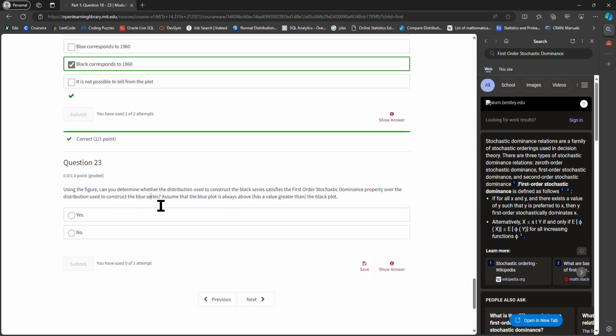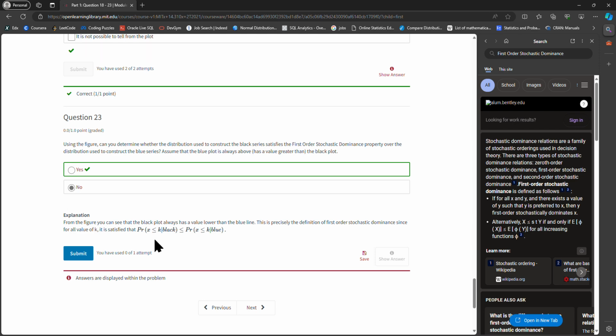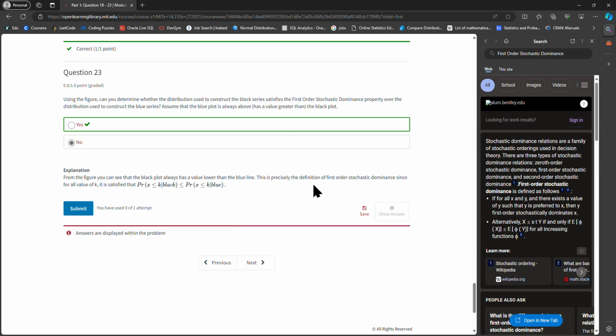So can you determine whether the distribution used to construct the black series satisfies first order stochastic dominance over the distribution used to construct the blue series? I said false, no, but the answer is yes. Let's see why it says yes. Because you can see that the black line has a value lower than the blue line. Okay, I can see that. This is first order dominance for all values. It satisfies it for every value.